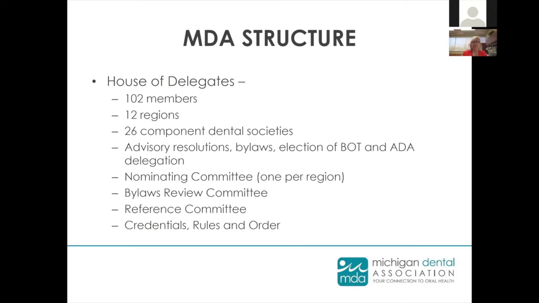The committees of the House of Delegates include the nominating committee, and there's one representative from each region on that nominating committee. They also have a bylaws language review committee, of course the reference committee, and the committee on credentials, rules, and orders. Those are House committees.